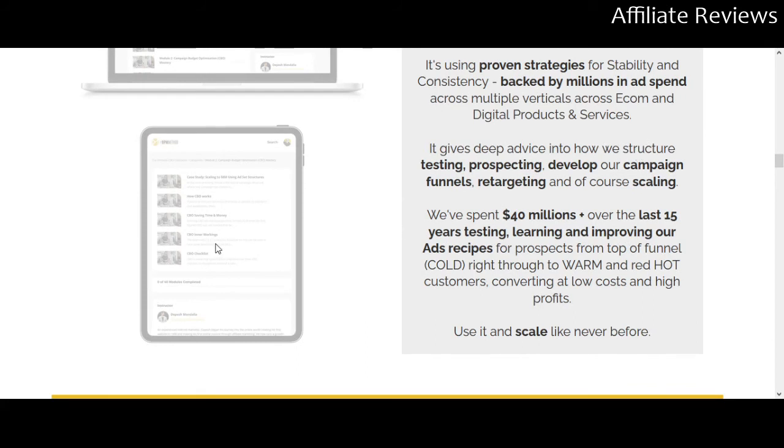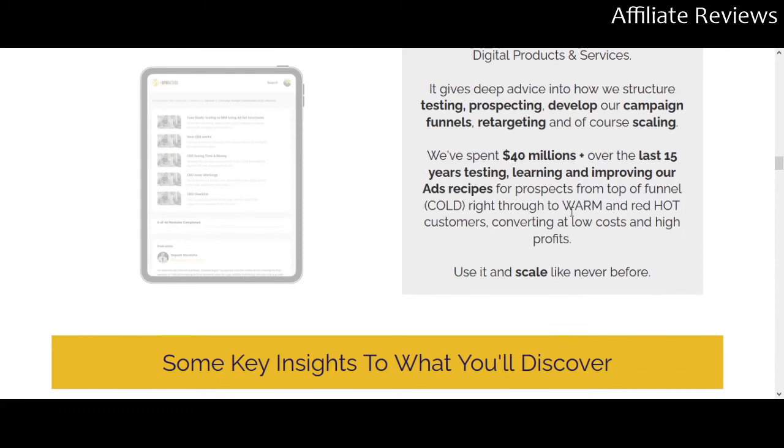Using proven strategies. This is coming from somebody who is very knowledgeable in the Facebook campaign world. We've spent 40 plus millions over the last 15 years testing, learning, and improving our ad recipes for prospects from top of funnel or cold right through to warm and red hot customers, converting at low cost and high profits. Okay, and this is what we want, is we want those conversions.